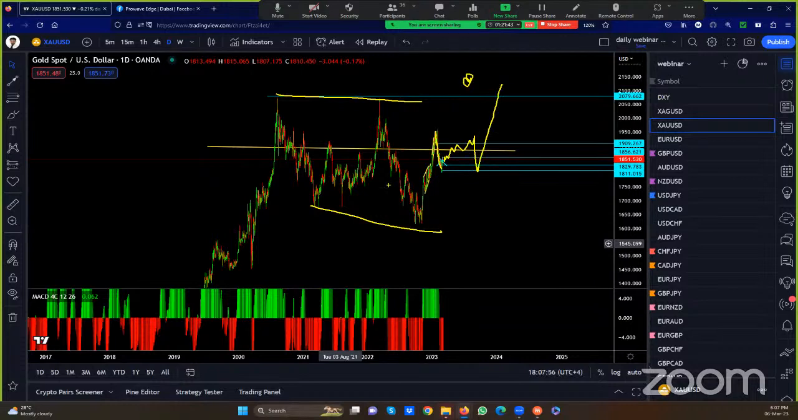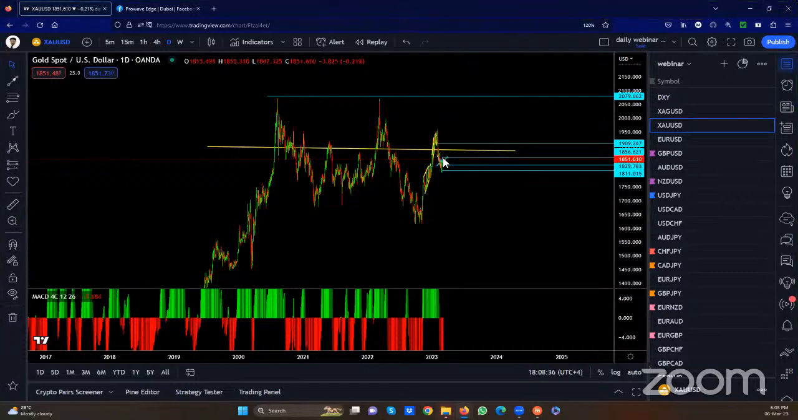Here is an example of what that looks like. See this one here? Here's another example of what it looks like. See this one here? So it could be much more complex than that. So I think we're coming back to retest the top. The question is how.